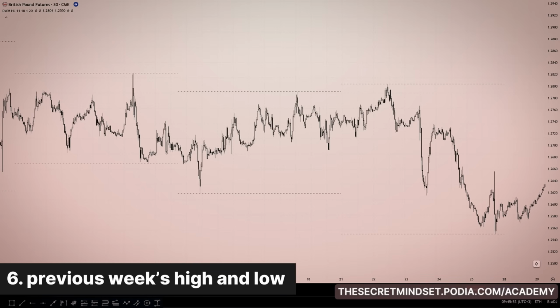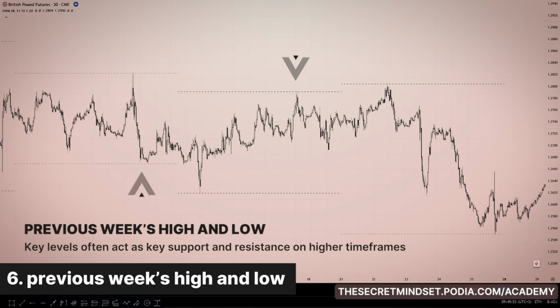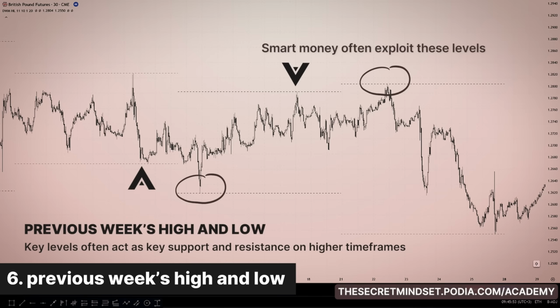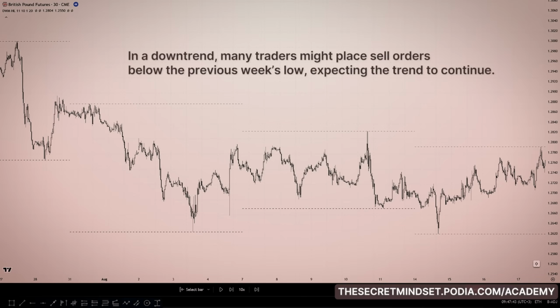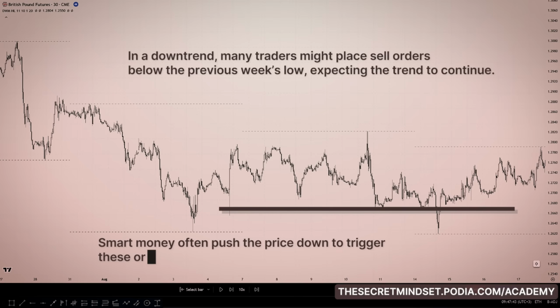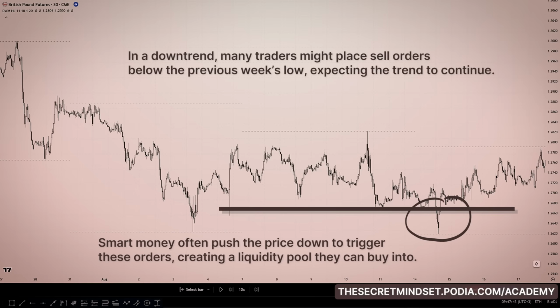The previous week's high and low also attract a lot of attention. You might not even know where those levels are. These levels often act as key support and resistance on higher timeframes. And smart money often exploit these levels, knowing that many swing traders and position traders use them for stop placement and entry orders. For example, in a downtrend, many traders might place sell orders below the previous week's low, expecting the trend to continue. Smart money often push the price down to trigger these orders, creating a liquidity pool they can buy into.